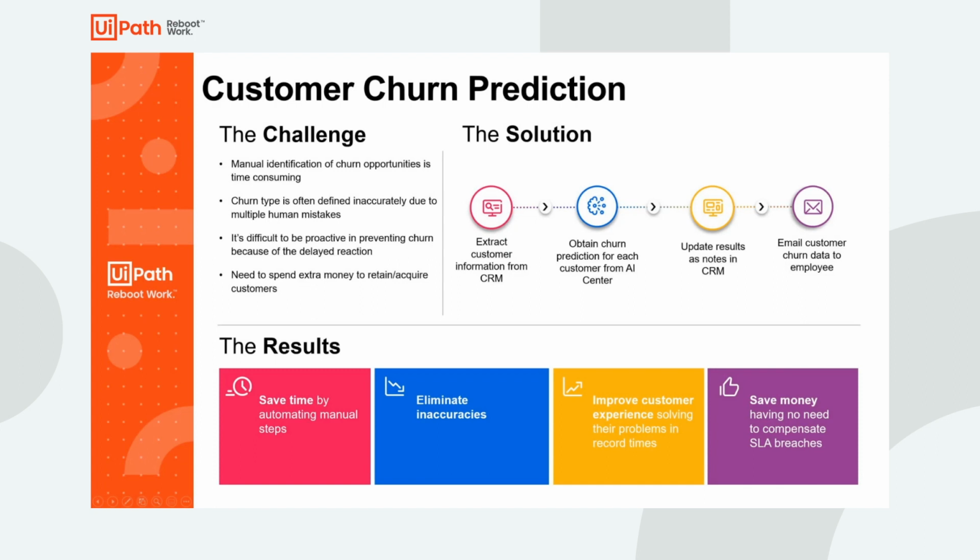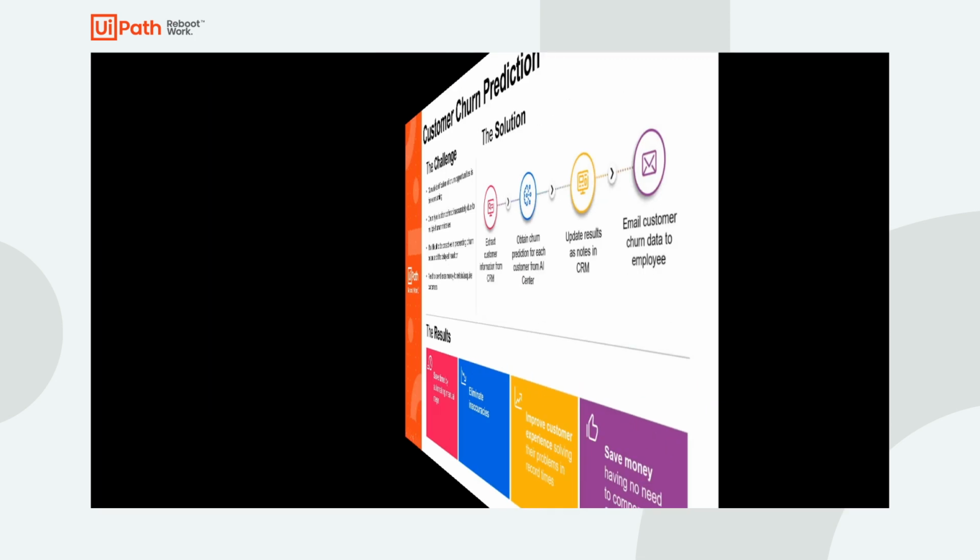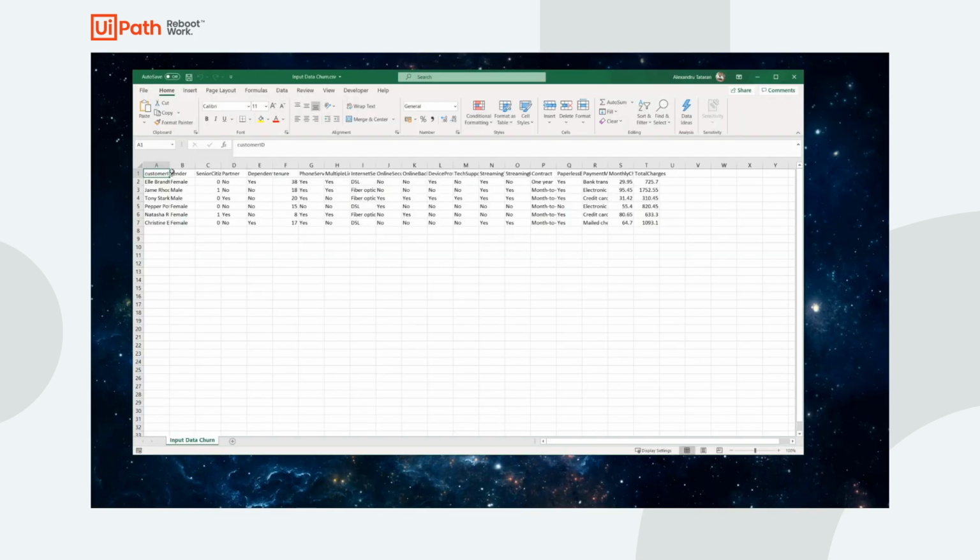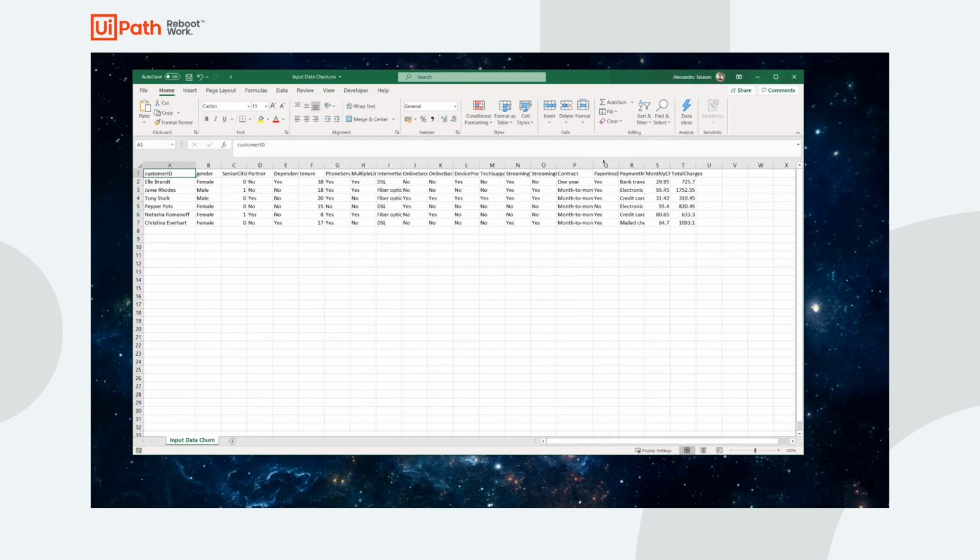will obtain an accurate prediction, leveraging an existing customized machine learning model, and then will update the CRM, in this case, HubSpot. What we can see here is our customer data, containing all the data features such as customer name, contract tenure, streaming times, payment methods, and so on and so on.